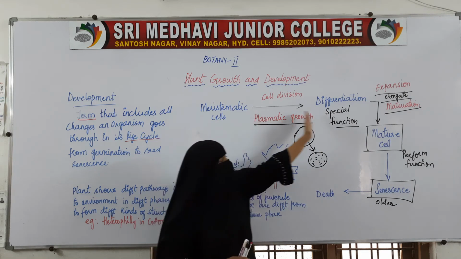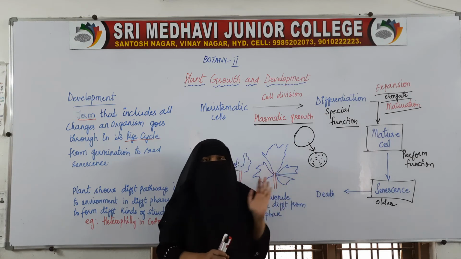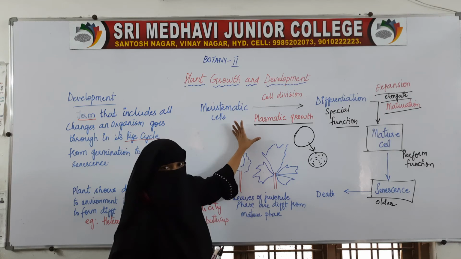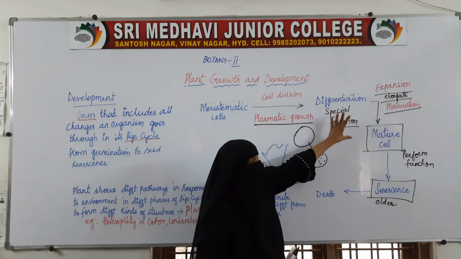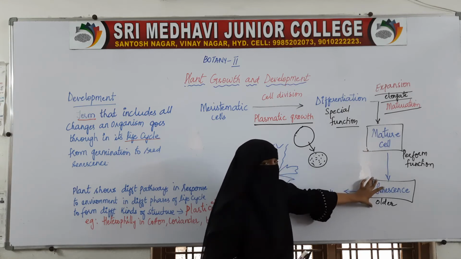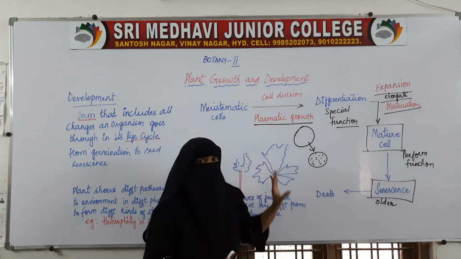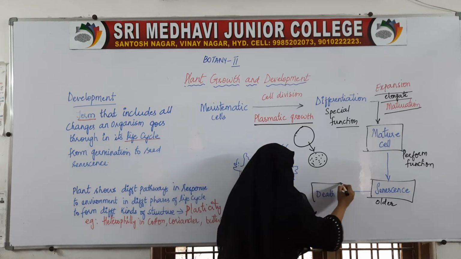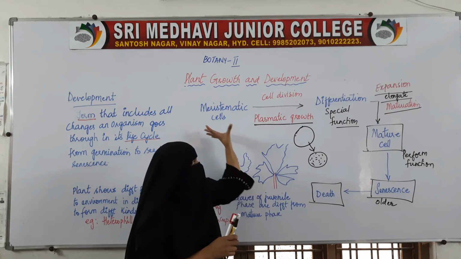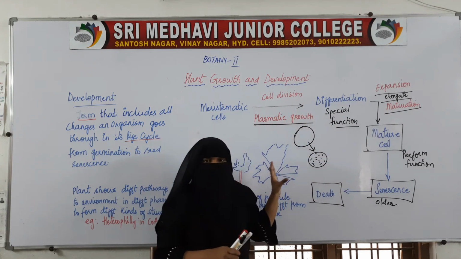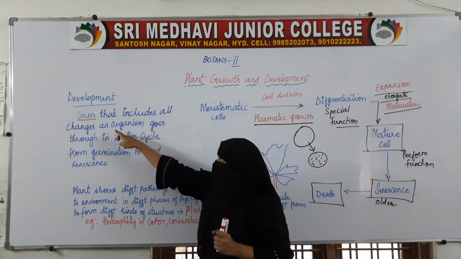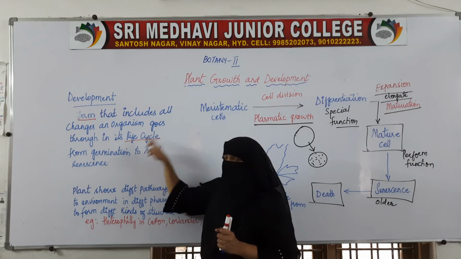So this is the whole representation of development: how the cells will grow, divide, differentiate, become mature, then mature cells will perform function, then they become old, and ultimately they will die. The death of the plant or the cell will take place. So this is the total sum of development.